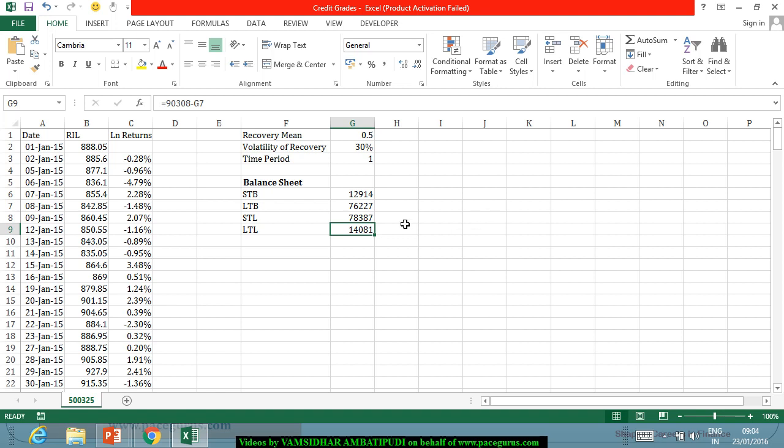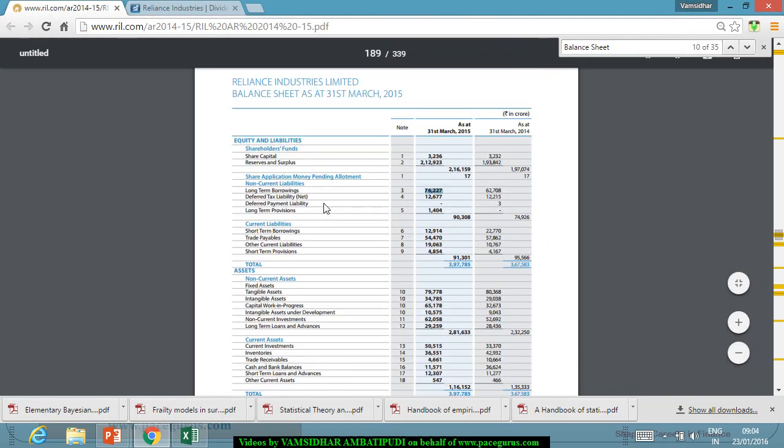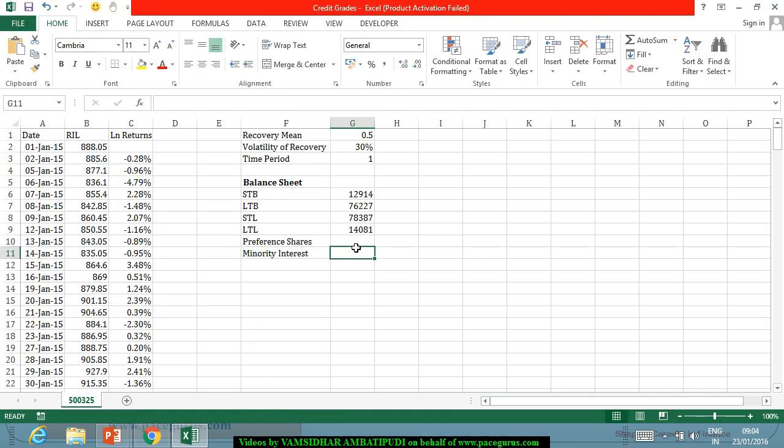And if they have some preferred equity, which is the preference shares, if they have any, I can capture them. And I would also like to look at if there is any kind of minority interest, especially when I am looking at a consolidated level, there is a possibility of minority interest as well. So in here we don't have any kind of preference share, so I'm not bothered about it, and even the minority interest is not existing here. So I'm not considering those things also.